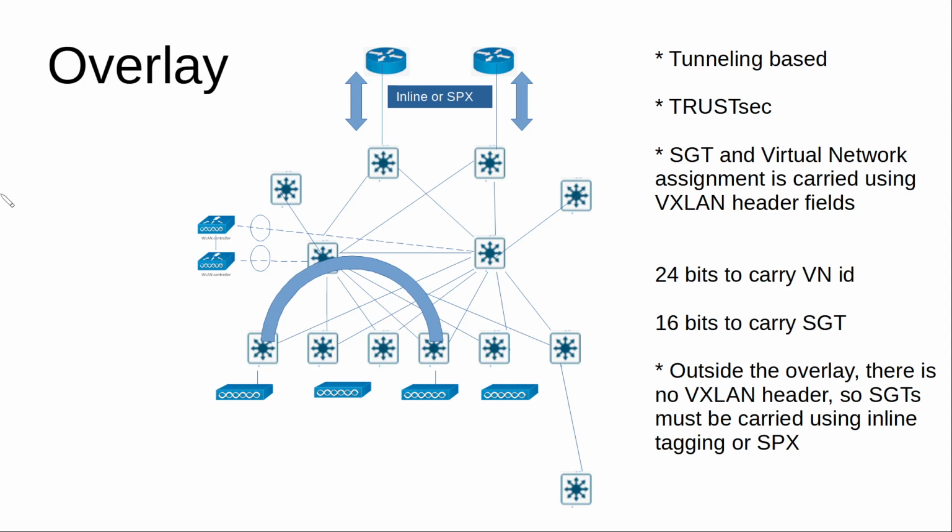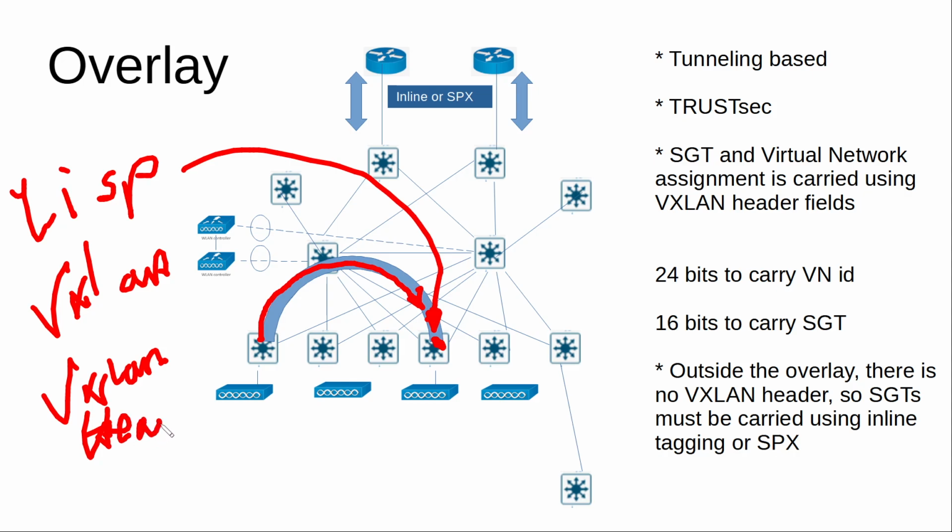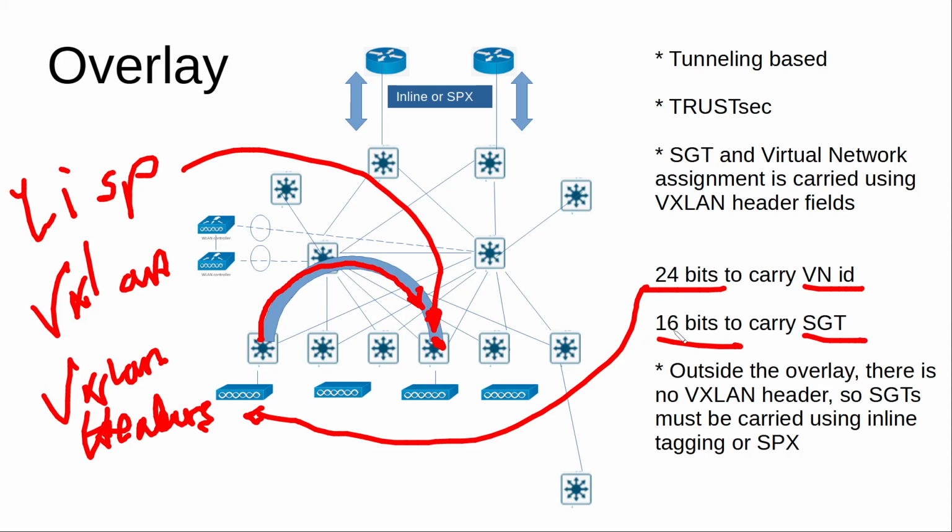So when creating our tunnels, we will need LISP in order to locate these destinations. Please help me find this destination for these tunnels. We will need VXLAN in order to create a tunnel to transport layer 2 or layer 3 traffic. And then we are going to use the VXLAN headers in order to transport the virtual network ID and the scalable group tag. So this information will travel through the VXLAN headers of each tunnel.